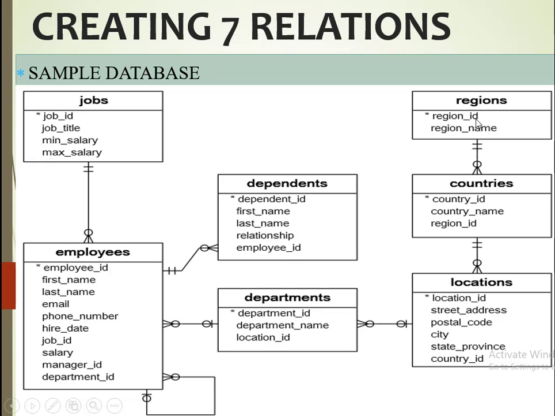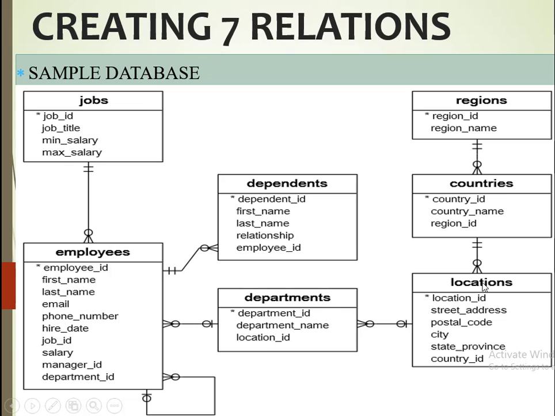So regions table, region ID is the primary key. In countries, country ID is the primary key. Region ID is the foreign key because it relates to this region ID. Between countries and location, you can see location ID is the primary key, but the country ID is a foreign key referencing this country ID.